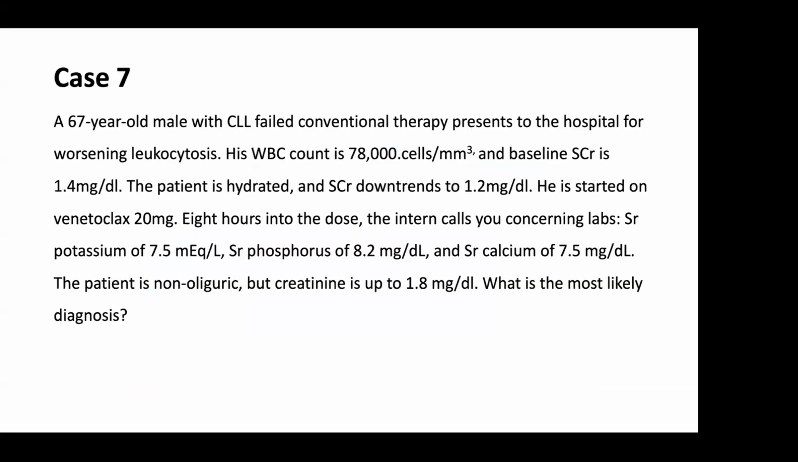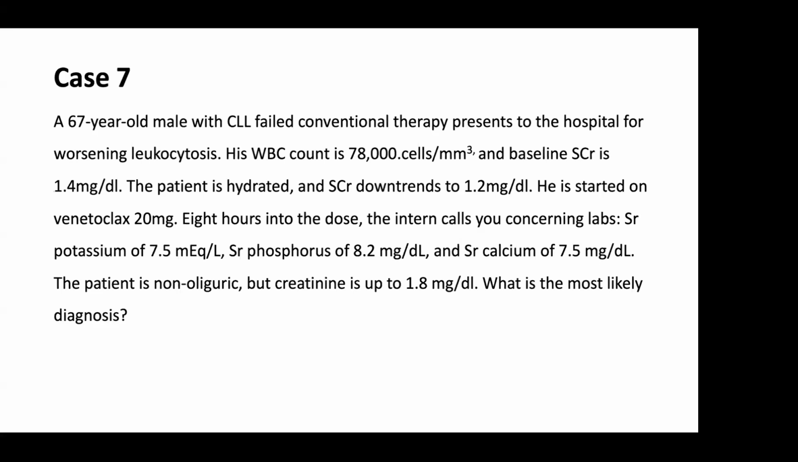Let's see case 7. This is a 67-year-old male who failed treatment for CLL and is admitted with now worsening leukocytosis. His WBC count is 78,000. Baseline creatinine is 1.4. The patient is hydrated, and serum creatinine trends down. He is started on venetoclax, which is one of the agents used for treatment-resistant CLL.